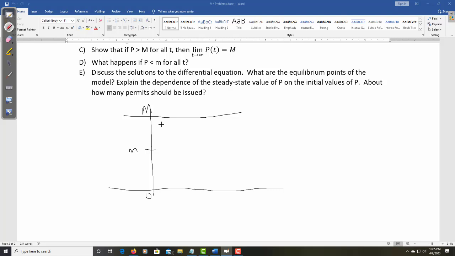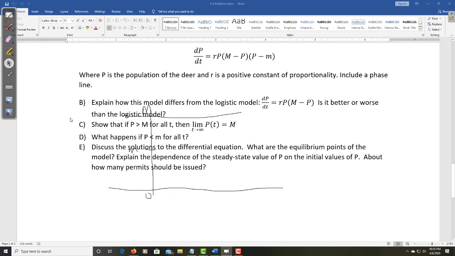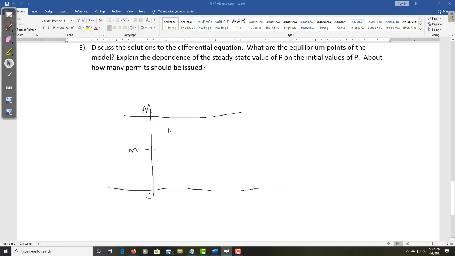About how many permits should be issued? Well, it kind of depends on how many deer you expect you have. The point would be to get somewhere in this area in number of population of deer, because in this area you won't have them dying out. They'll still be growing towards the carrying capacity. You don't want to get them below this, so around this would be the amount.